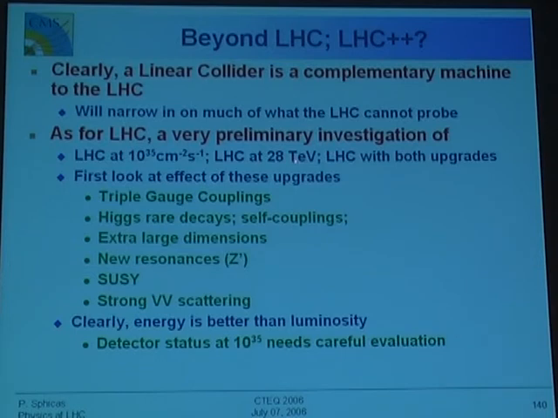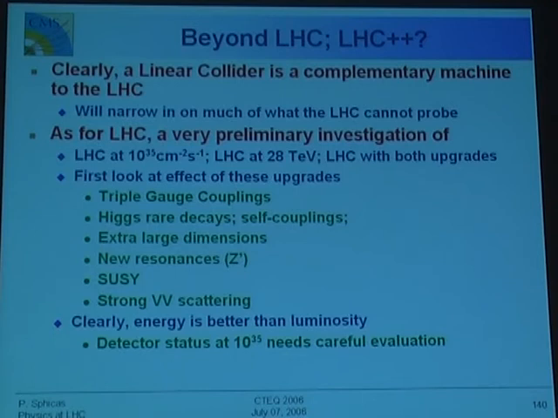And to, say, double the energy. What would you gain? Well, if there are anomalies in triple gauge couplings, you would clean up on that one. Higgs rare decays, and above all, self-couplings for the Higgs, meaning double Higgs production.